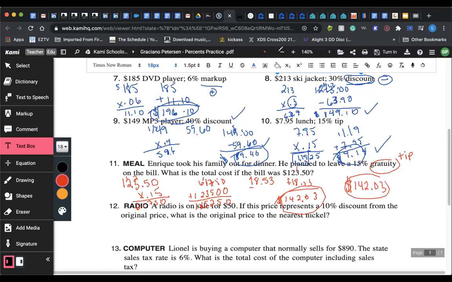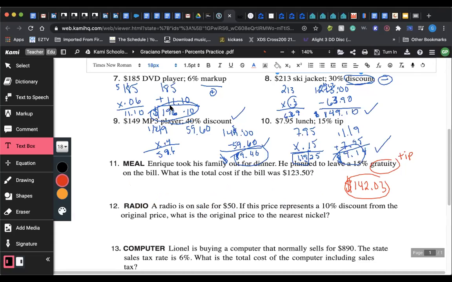Total there. Let me go ahead and erase some of these other things to get them out of the way. All right. Delonte is up with number 12. I don't know how I got it, but I came up with 45. It was a tough one.